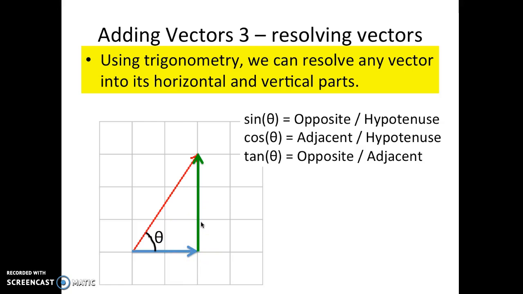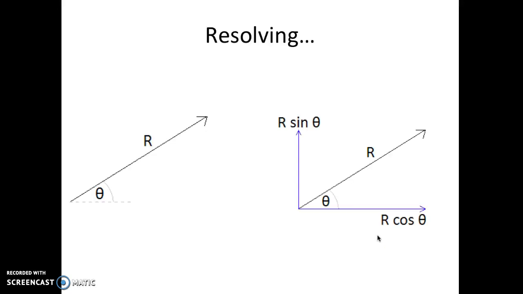These are the relationships I need. So in other words, if I want to know the length of the opposite line, it's going to be hypotenuse times sine theta. And if I want to know the length of the adjacent side, it's going to be the hypotenuse times cos theta. Please, please, please, I'm not going to say this again. Go back and look at your GCSE maths if you are not sure what I'm doing here.